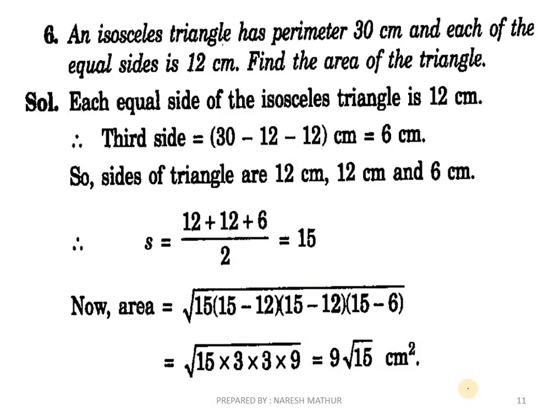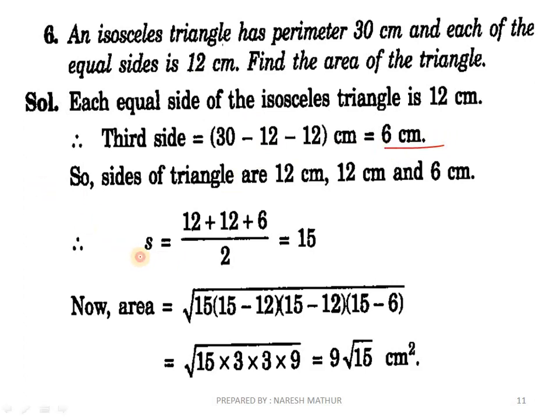Alright. The last question is saying, we are given an isosceles triangle. Its perimeter is 30 centimeter. Each of the equal sides is 12 centimeter. Find the area of the triangle. Now the difference between this question and the previous one is only that in this question we are given that the triangle is isosceles. Isosceles means it has two equal sides. Alright. So first find the third side. 30 minus 12 minus 12, because two sides have equal measurement. So 30 minus 24 is 6 centimeter.